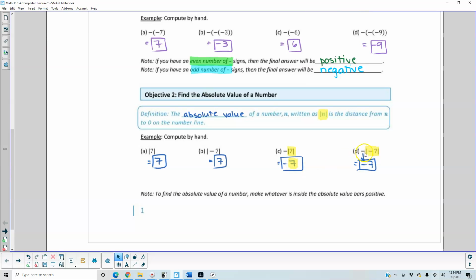Over here in part D, again, order of operations. We want to find out what is the absolute value of -7 first. Meaning, what is the distance from -7 to 0? Well, the answer is +7, and then we attach the negative sign.